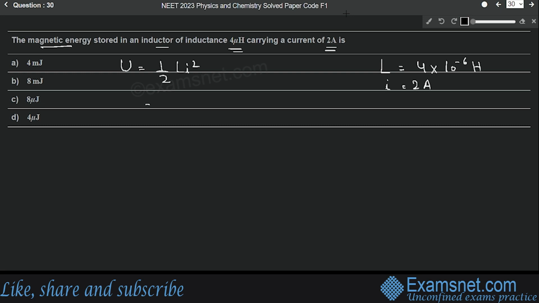Okay, simply put the values. Half L is 4 into 10 to the power minus 6 and I is 2 ampere, so square of I will be square of 2. Okay, so on solving we'll get 8 into 10 to the power minus 6 and the unit of energy will be joule. So 8 into 10 to the power minus 6 joule, it can be written as 8 microjoule. Okay, so the correct option will be option number 6, 8 microjoule.